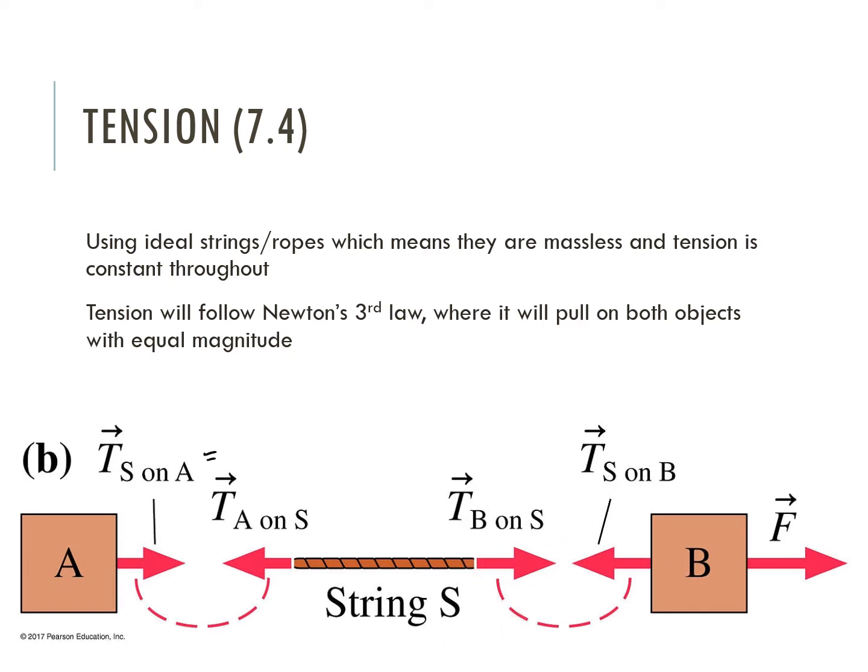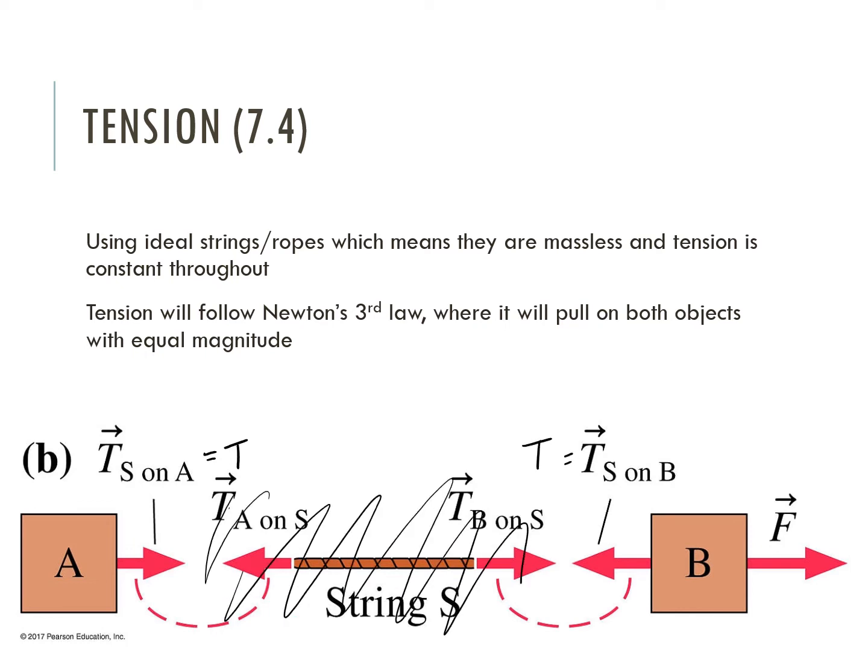So typically, we just call this tension, and then we ignore everything exactly happening in the string. Equal in magnitude, opposite in directions, it is pulling both boxes. Tension never can push an object. It is always going to be pulling. Now in the situation where we have a pulley, the magnitude of tension is not changed. Only the direction is going to be changed.